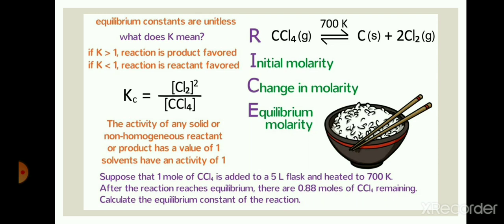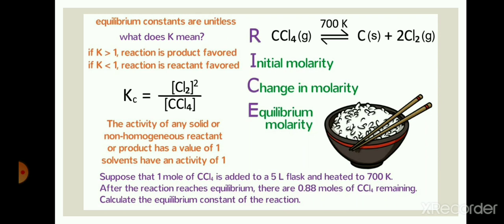The molarity, or more correctly activity, of any solid or non-homogeneous reactant or product has a value of 1. That means that we can exclude all solids or non-homogeneous chemicals from the equilibrium expression. So the molarity of carbon should be erased. In addition, solvents typically have an activity of 1 and are not written in the equilibrium expression.